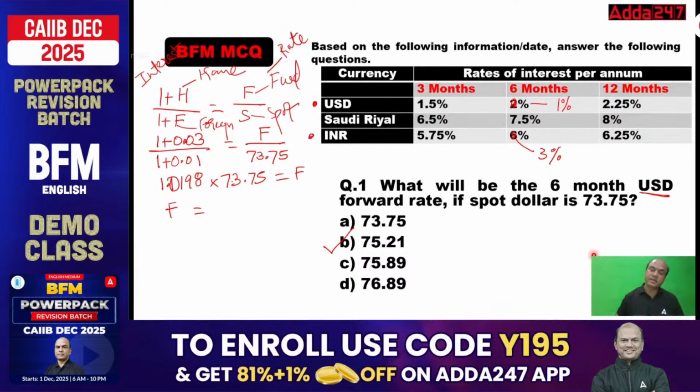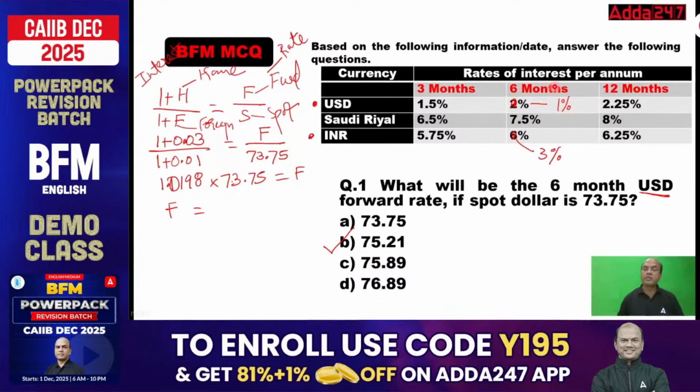So now what is given? USD spot rate is given, 73.75. Forward rate is asked, the 6 months forward rate. Now what about 1 plus H upon 1 plus F? Check the interest rates. How many months do you want? 6 months. So focus on 6 months.